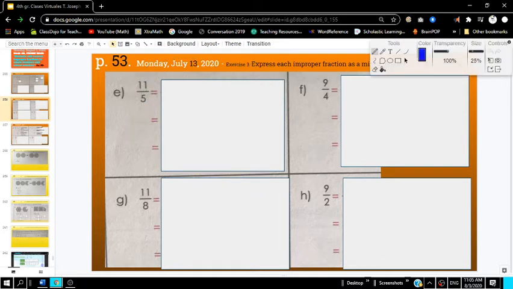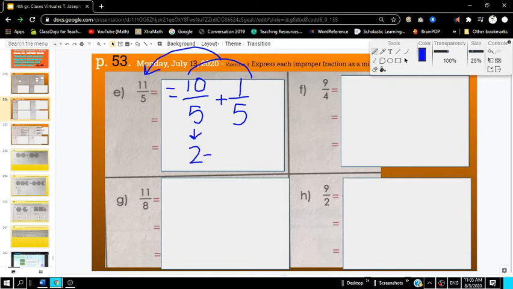I know that 10/5 plus 1/5 is the same thing as 11/5. 10/5 equals 2 plus 1/5 equals 2 and 1/5. That's your final answer.